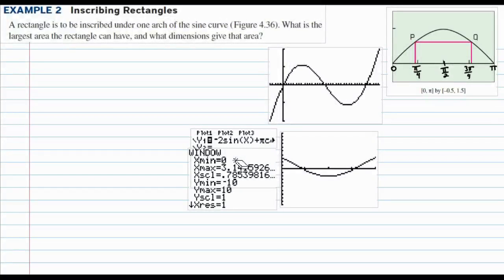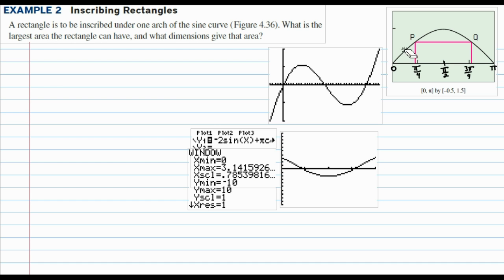This is the screencast for section 4.4, example 2. Here's where it's going to get a little bit tricky as far as the coordinate plane is concerned. We're going to inscribe some rectangles under a different curve. A rectangle is to be inscribed under one arch of the sine curve.